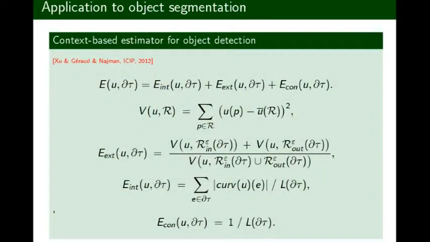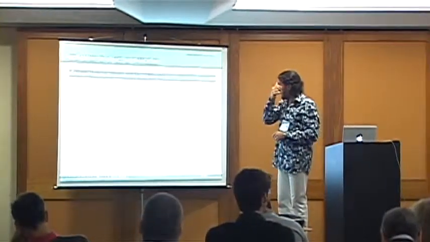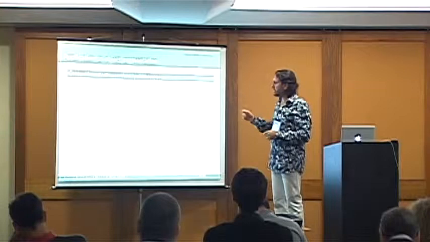Okay. So first, application to object segmentation. Well, this looks very complicated. It's a bunch of formulae, but actually it's very simple in principle. It's an energy that is more or less inspired by Mumford and Shah or snake's energy. You have three terms in this energy.